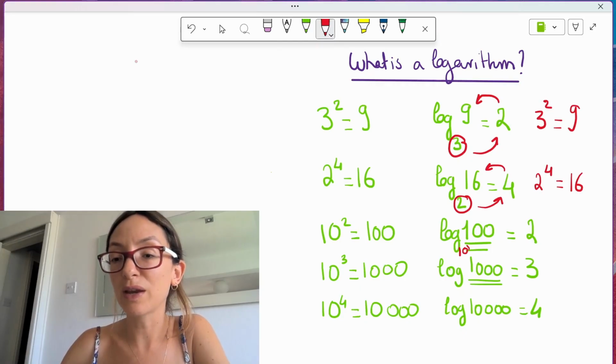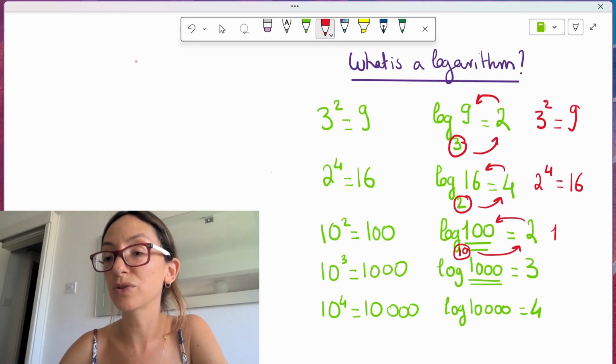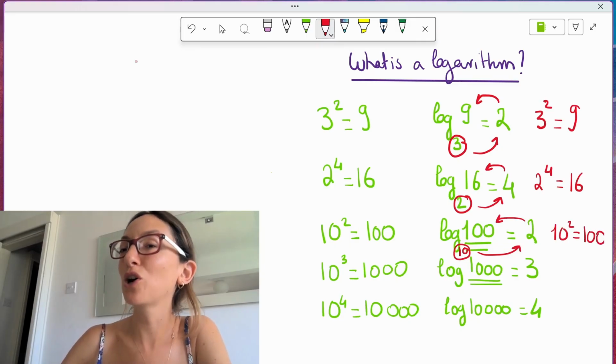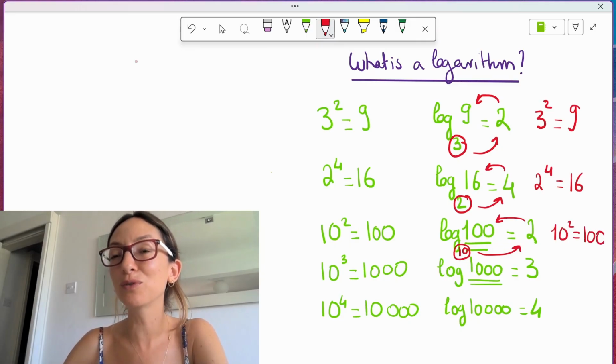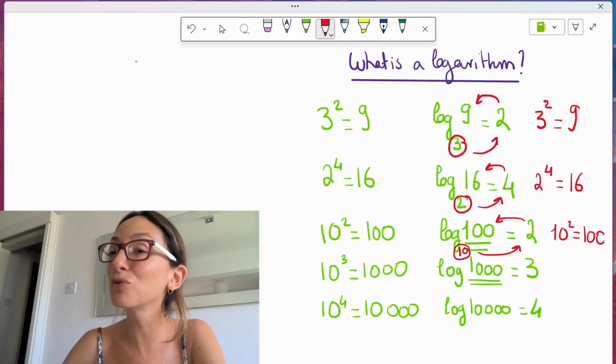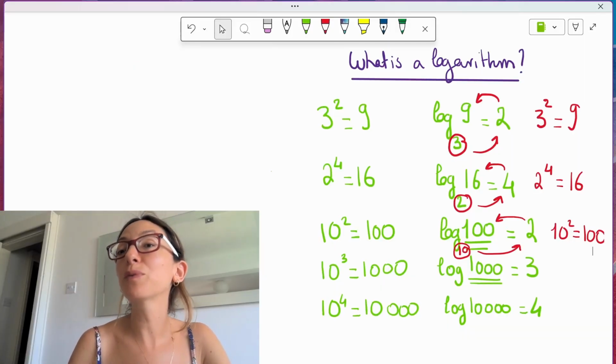And again, follow the arrows. 10 to the power of 2 is equal to 100, and so on. So whenever you get a logarithmic notation and you're still a bit confused about what it actually means in exponent notation, just remember the trick to follow the arrows. Now let's talk about the bases that we can use when we're using logarithms.